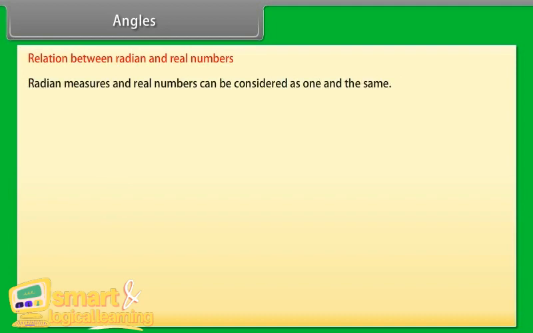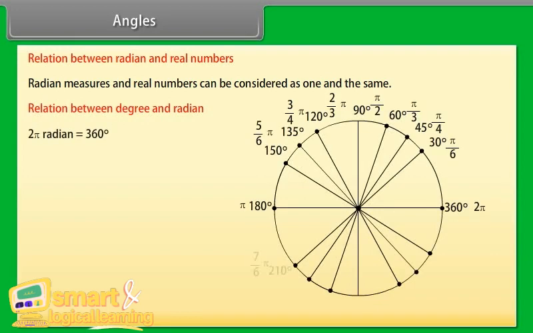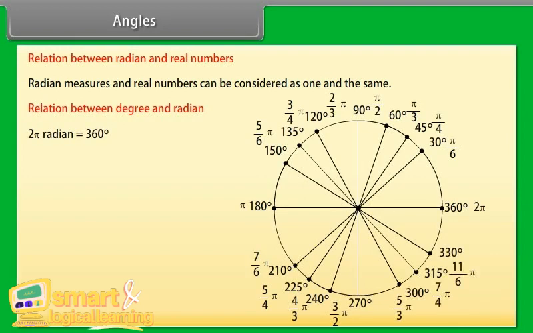Angles. Relation between radian and real numbers. Radian measures and real numbers can be considered as one and the same. Relation between degree and radian. 2π radian is equal to 360 degree. π radian is equal to 180 degree.